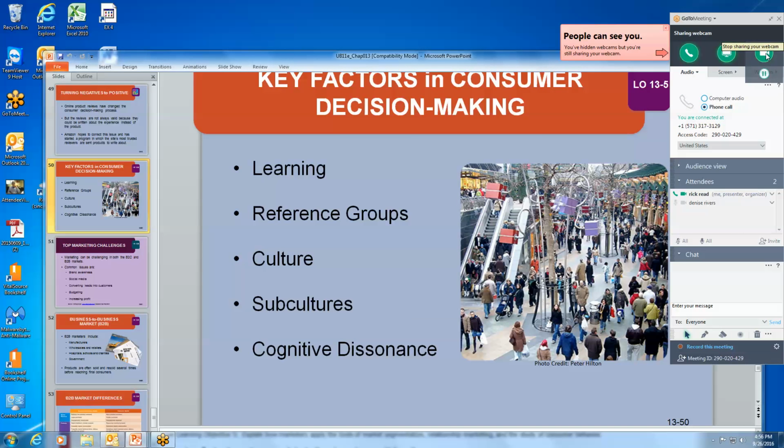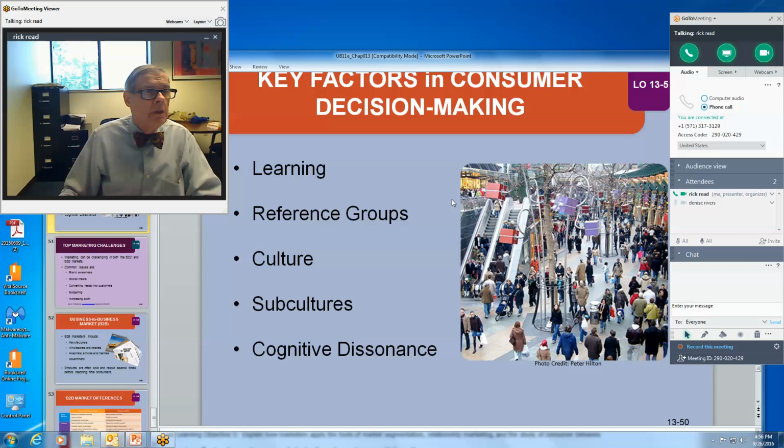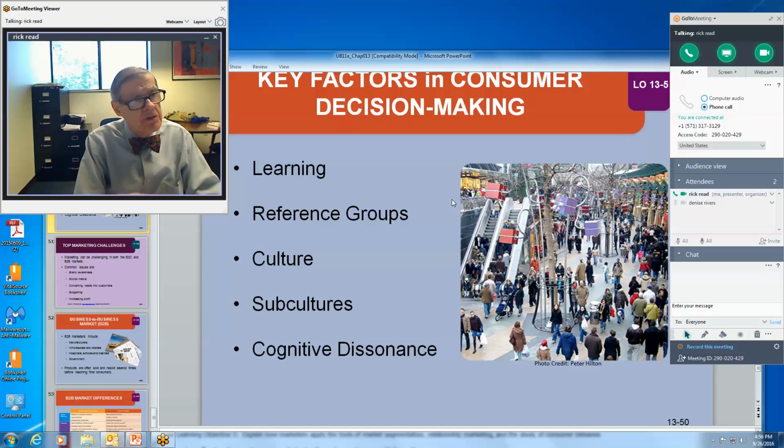Notice what it says here, key factors in consumer decision making. People learn and use reference groups, it's their culture, subcultures, etc. These are the things that we go through when we make a decision.